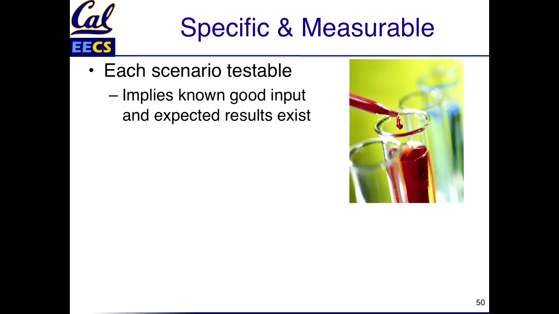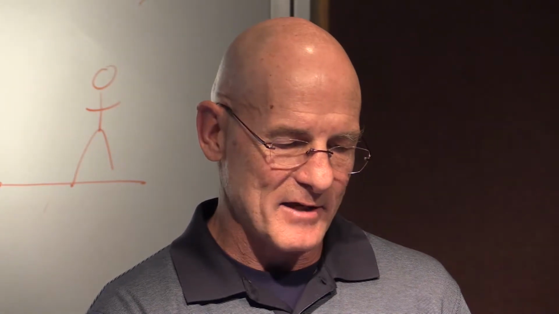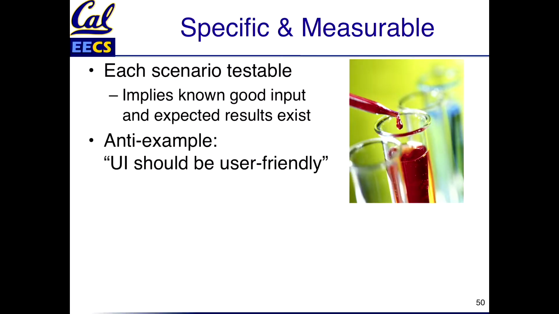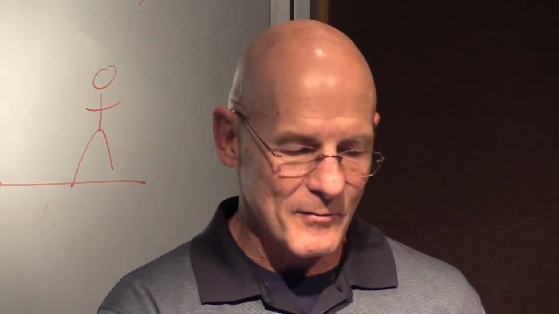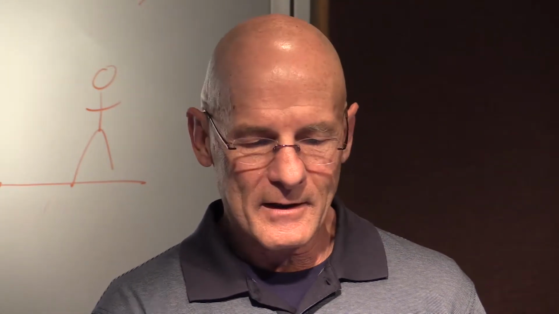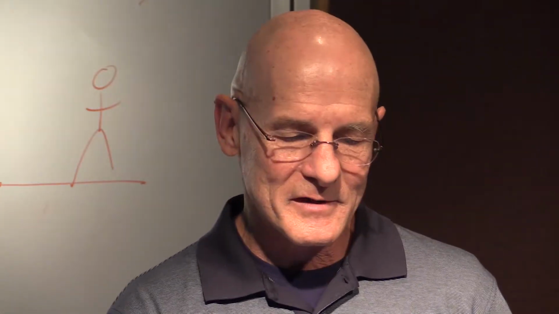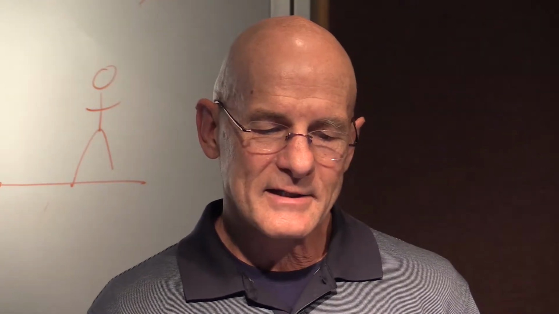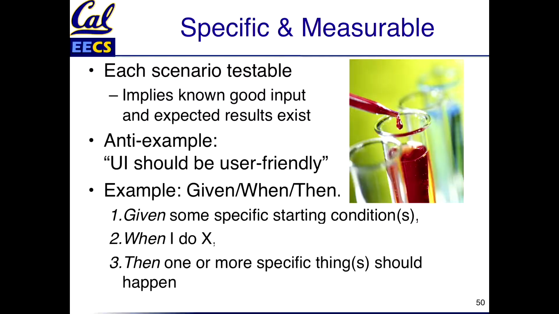Specific and measurable are kind of related: each scenario is testable. It implies that for every good input, you know what the result is going to be, so you can tell whether it does it or not. An anti-example here is "the user interface should be friendly." How are we going to test and measure that? Who knows, that's just not something you measure. It has to be something like response time has to be less than 3 seconds 90% of the time. And typically we'll use the format of: given some specific conditions, when I do X, then what are the consequences? When it has that format, it tends to be more specific and more measurable.